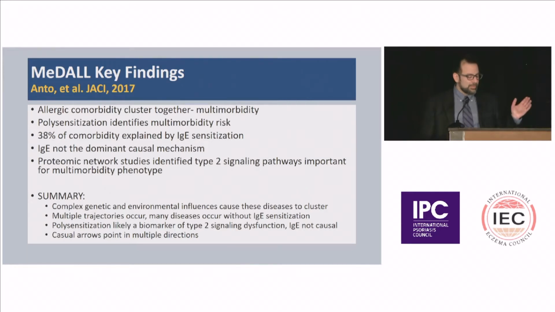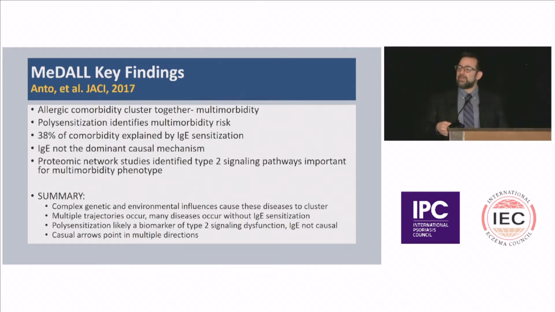So allergic comorbidity clustered together, we knew that, also called multimorbidity. But they did find a novel finding that polysensitization versus monosensitization was very important for predicting that multimorbidity. Like we dermatologists and allergists who treat eczema know, about 38% of the comorbidity that cluster these groups are related to IgE, but IgE is not necessary and it's not the predominant causal mechanism of all these atopic diseases. So we knew that from therapeutic data of blocking IgE.